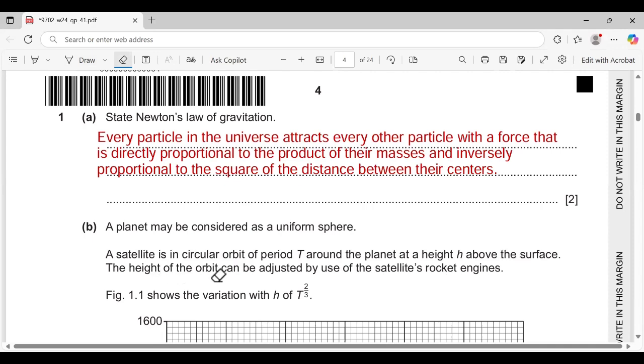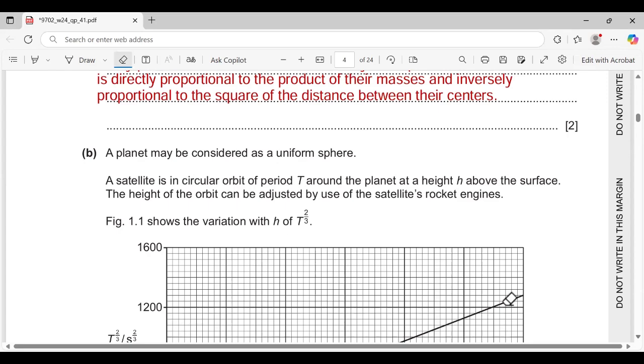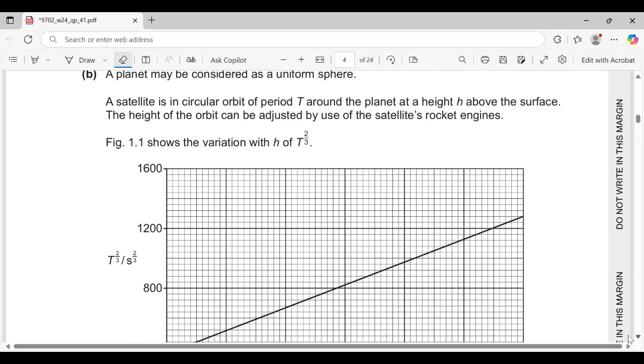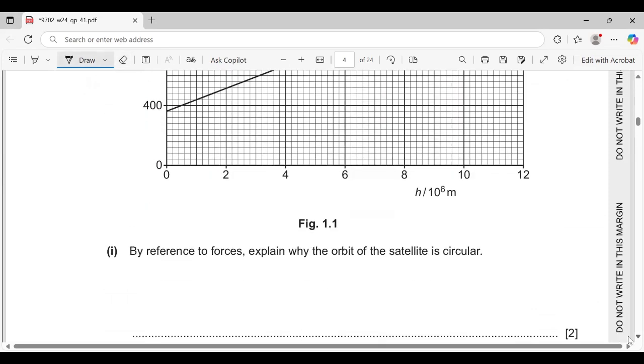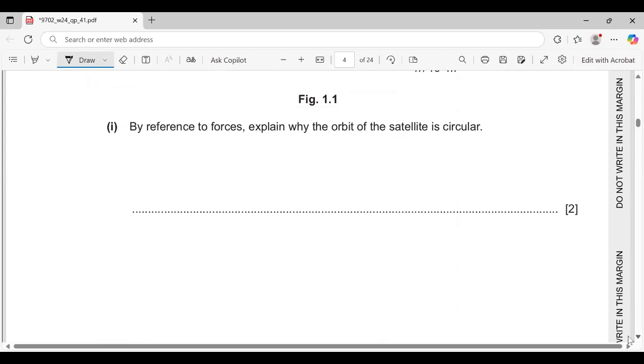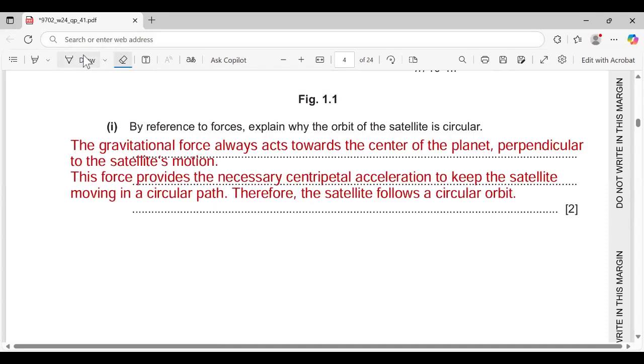The height of the orbit can be adjusted by use of the satellite rocket engines. And this is the diagram graph. Figure 1.1 shows the variations with h of T to the power 2/3. And this is the diagram. This question: by reference to forces, explain why the orbit of the satellite is circular. I have provided my answer about this. Okay, this is the first, and this is the second.